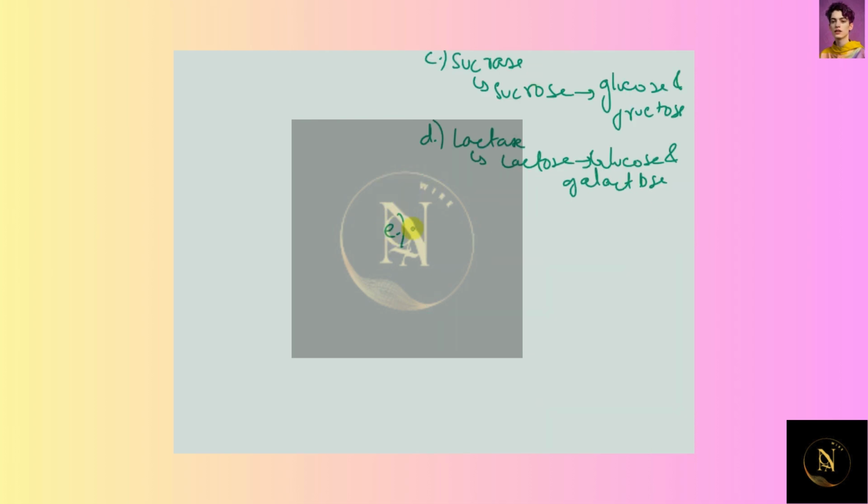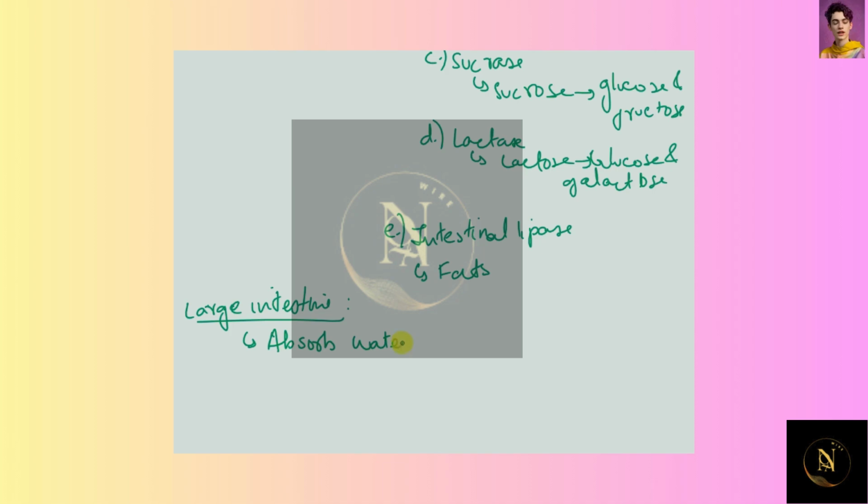And it also produces the enzyme intestinal lipase. This acts on fats to produce fatty acids and glycerol. Then after all of this has been digested in the small intestine, we come to the large intestine, whereby the function of the large intestine is only to absorb water and some remnants of the digested food. Then finally we come to the anus or the rectum.